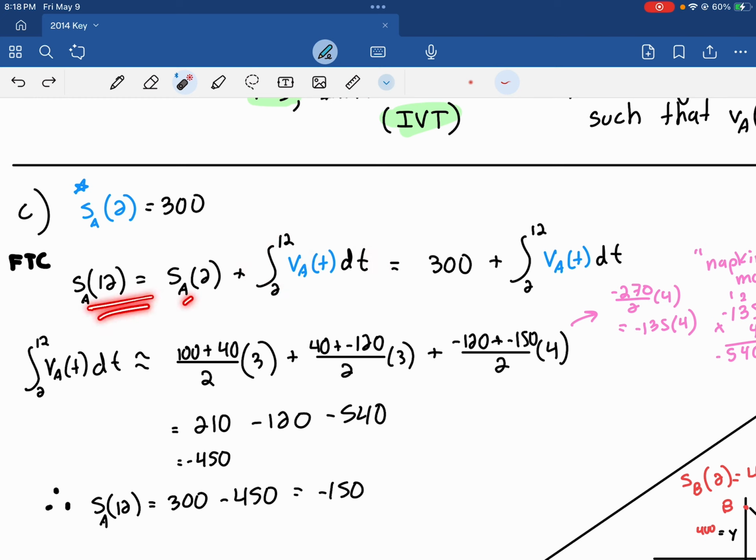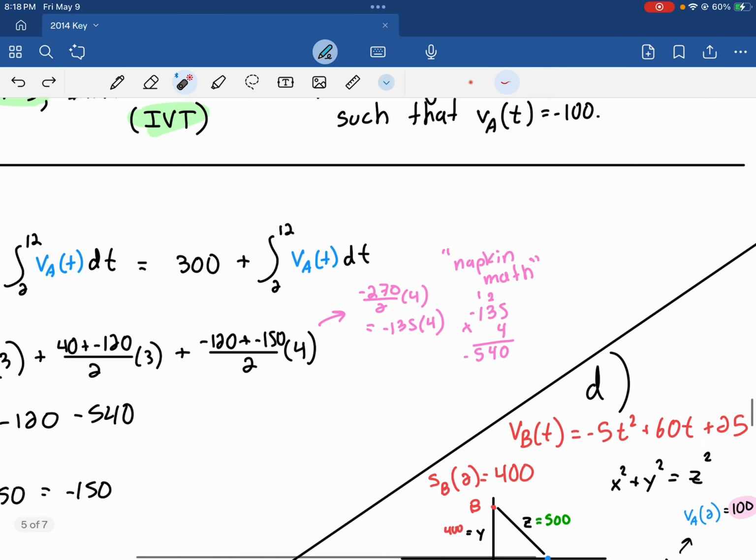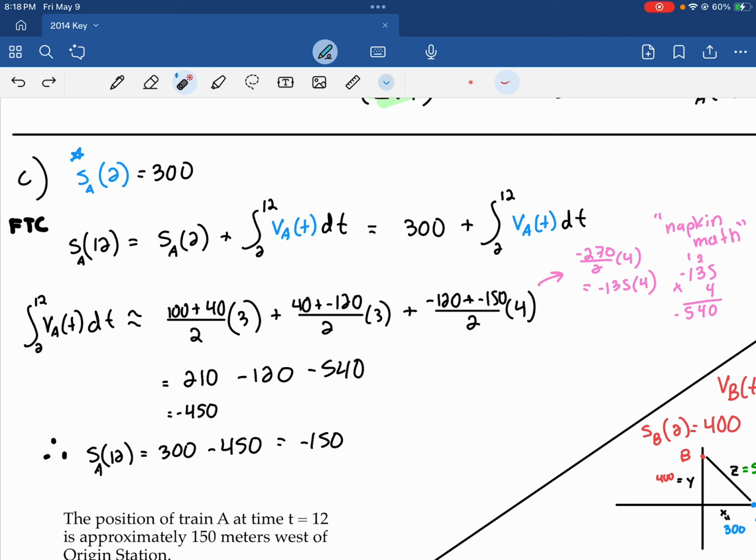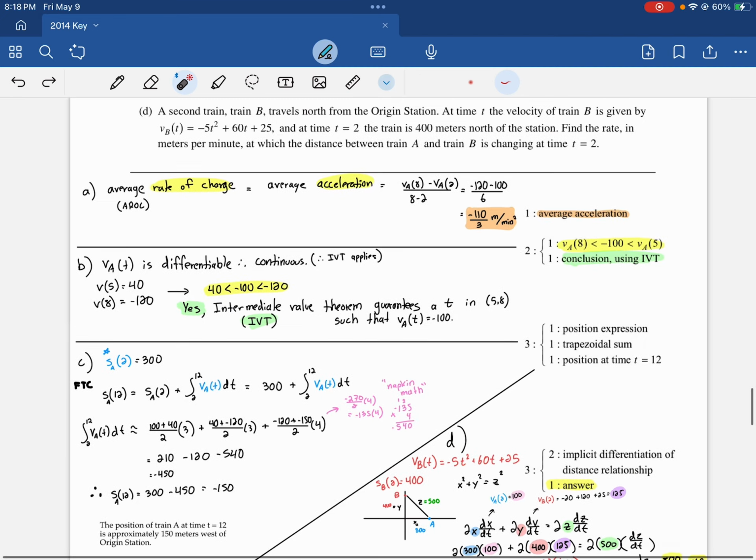Or you can jump to your rewriting of the fundamental theorem of calculus here, where I'm solving for my position at 12. It's going to be where I started at 2, and then the distance traveled from there. They tell me, I think, 1 or 2 of these values. The location at 2 is 300. And then this is what we call the area under the curve of velocity, and they said specifically to use trapezoidal sums to approximate this. This is from 2 to 12.